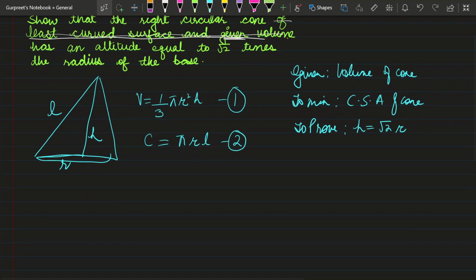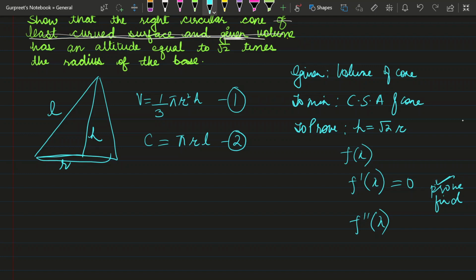Now the procedure for the maxima or minima. First of all, you will identify the function. Then you will do the derivative of that function, you will equate it to 0, and you find the critical points. Whenever you put the first derivative equal to 0, from there you get the proving part, or if you have to find anything, you will get that part. Then you will do the second derivative. If your second derivative is less than 0, you will get the maxima. If the second derivative is greater than 0, you will get a minima. In this question, you have to minimize the curved surface area. It means your second derivative should be greater than 0. So this is the procedure which we follow in all the questions.